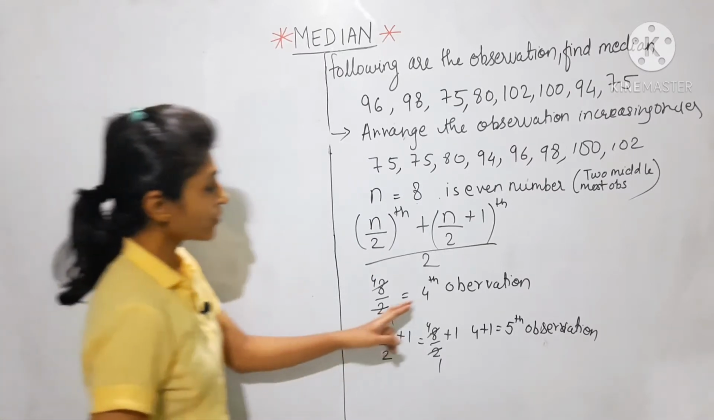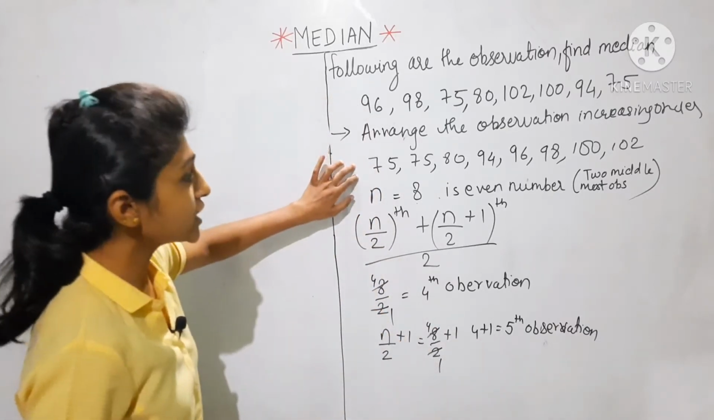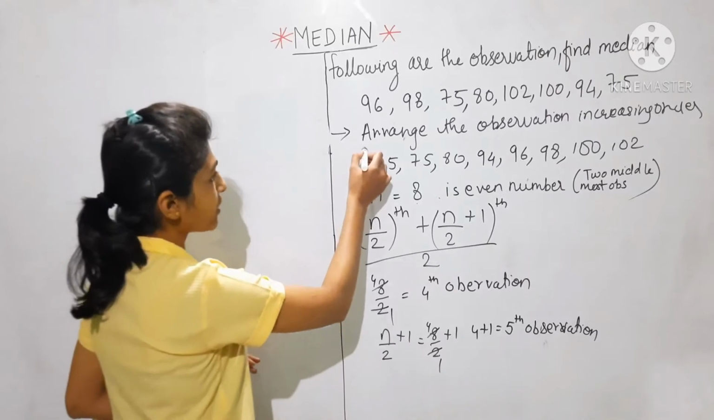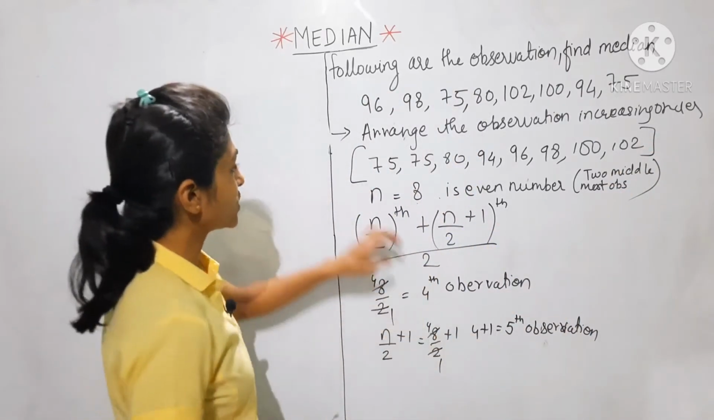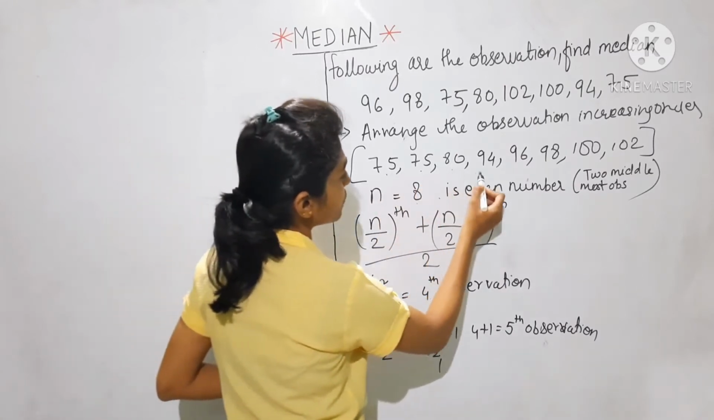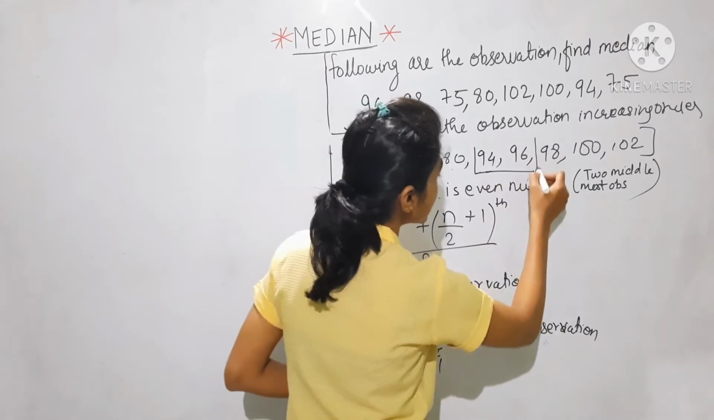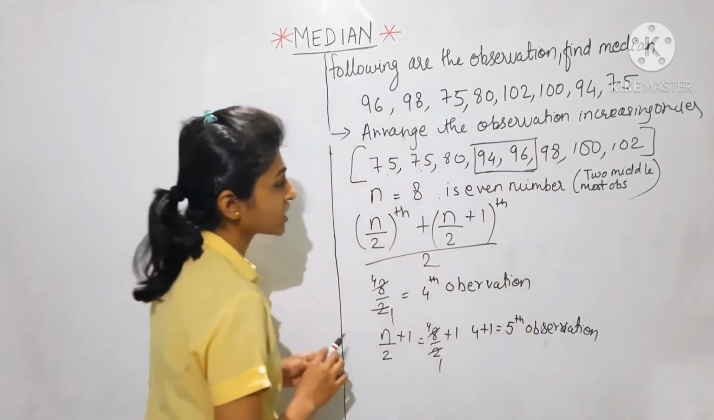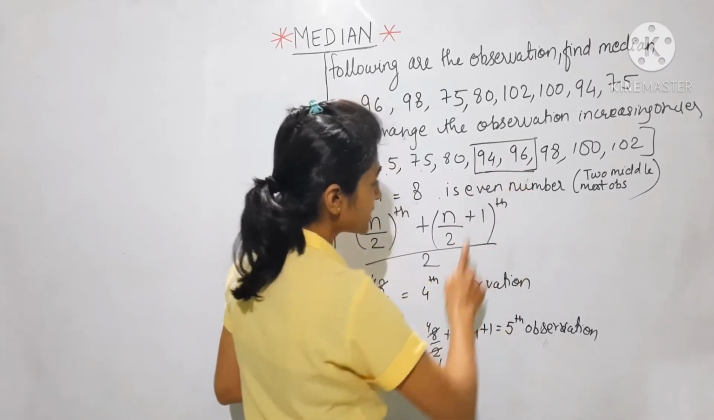So now we have got fourth observation and fifth observation, that is 2 observations. Now in this observation which I have arranged in the increasing order, count the fourth observation. 1 2 3 4. Okay, 94 and fifth observation is 96. So these are the 2 observations. Fourth observation is 94 and fifth observation is 96.